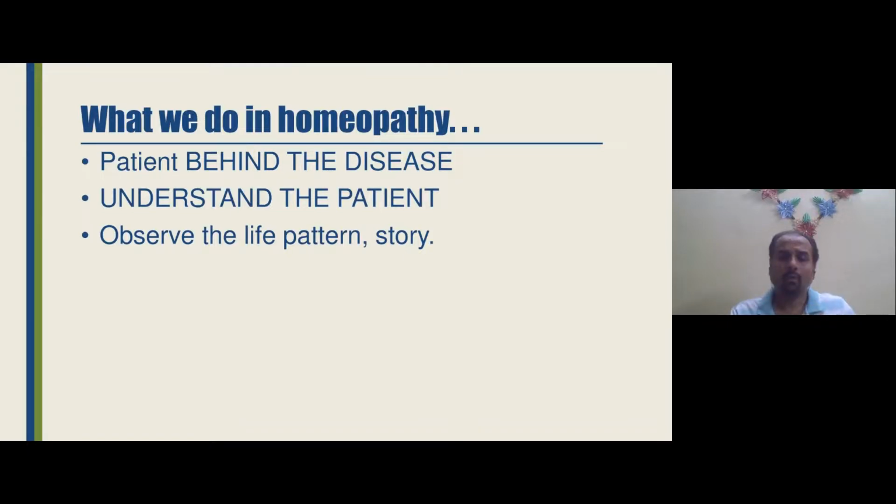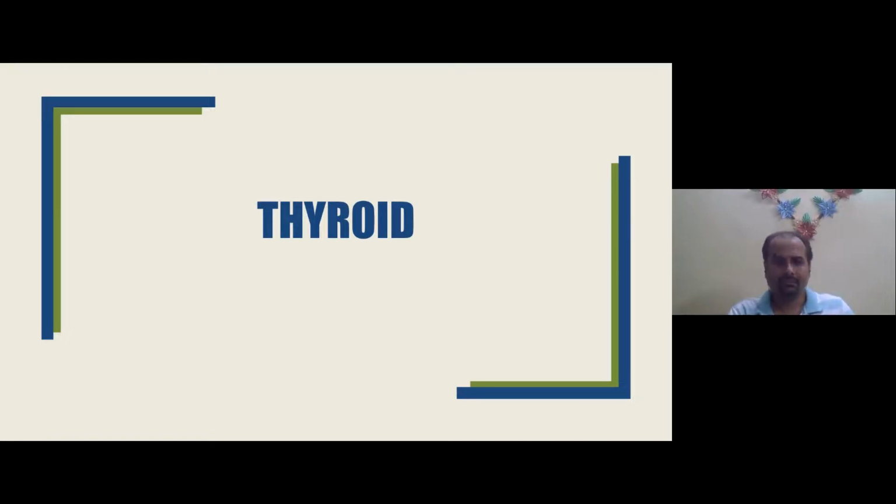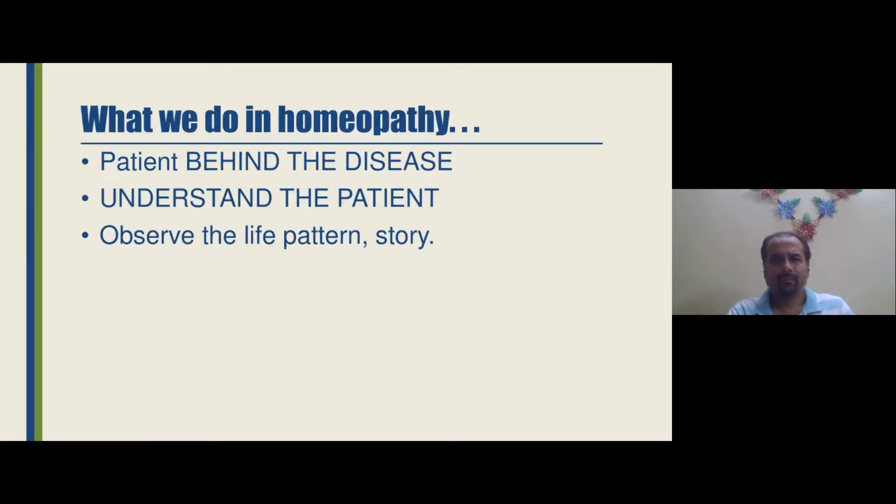So what we do in homeopathy, let me take you back. What we do in homeopathy is understand the patient behind the disease. The patient may land up at your table with some reports, with some strange medical condition name. This is the anamnesis which the old school authors, old school teachers, and allopathic medicine follow. We don't have to do that. We have to understand the patient, observe the life pattern, and understand the story. Once we understand that, we try to reach the right remedy by analyzing the case, by repertorizing the case, and reaching the right remedy.